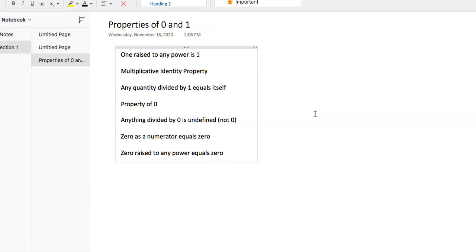Multiplicative identity property. Knowing what the actual property says is not hard at all. It's not a complicated concept. The multiplicative identity property just says that any quantity multiplied by 1 is equal to itself, right? So whether it's 3 times 1 or 300 times 1, it always just equals itself. 300 times 1 is 300. So that's the multiplicative identity property.